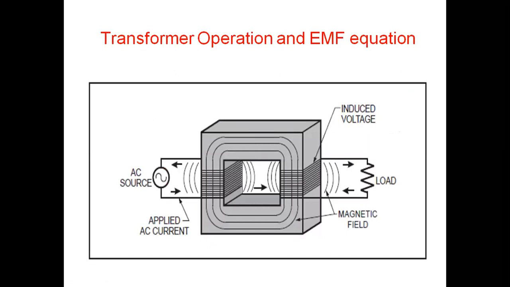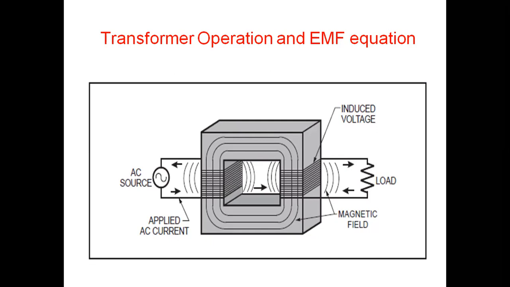Let me explain the operation of the transformer and the EMF equation. We can see here an AC source is connected, which is responsible for setting up the flux inside this magnetic core, and that flux is also linked with the other coil, which is known as the secondary winding. Due to the flux linkage in the secondary winding, EMF will be induced. It is clear that there is no electrical connection between primary and secondary winding, but the flux links with the second coil by means of the mutual inductance principle.